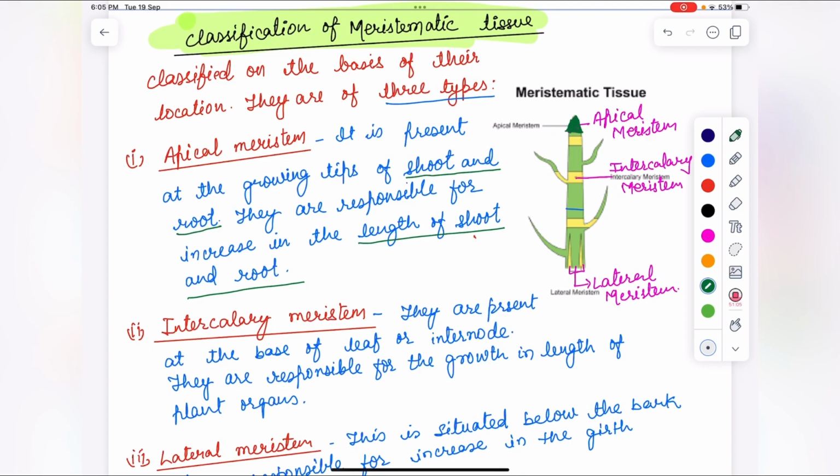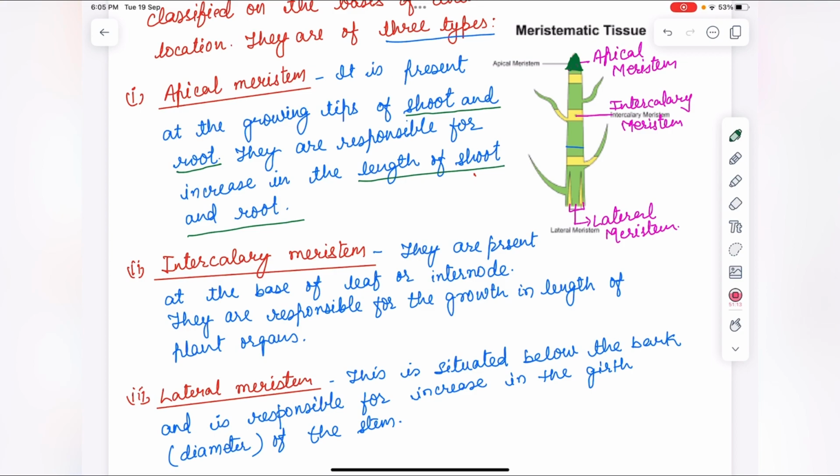Next is intercalary meristem. They are present at the base of leaf or internode. This is internode, where it is present, responsible for the growth in length of the plant organs.